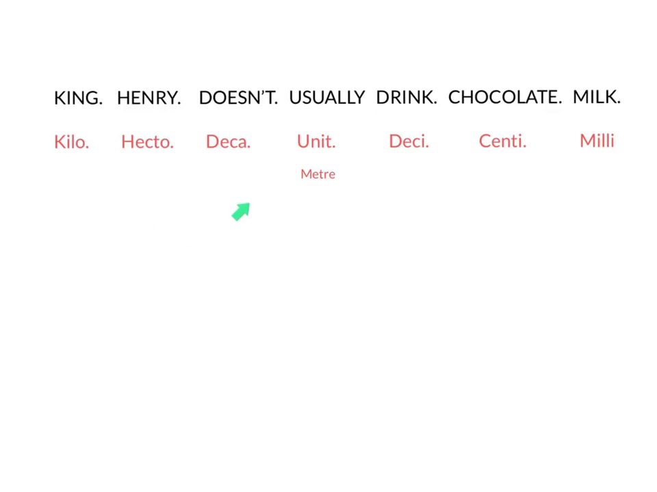Converting units of measurement, concentrating on length. If we want to use our King Henry doesn't usually drink chocolate milk, which represents kilo, hecto, deca, unit, deci, centi, milli, then the most important thing to know is that the metre represents the units place. So metre is the unit of measurement for length.